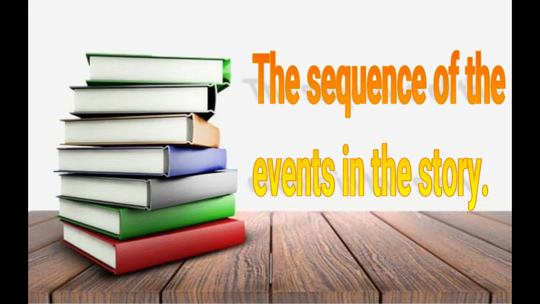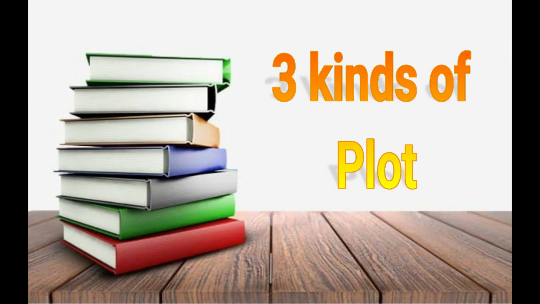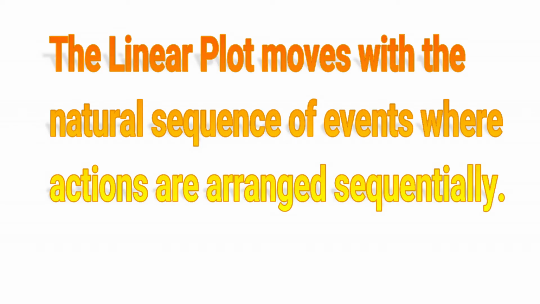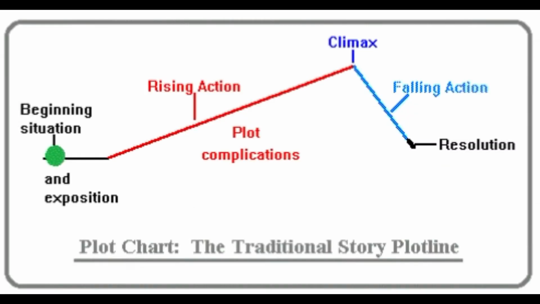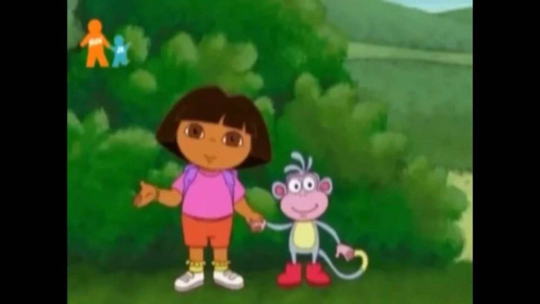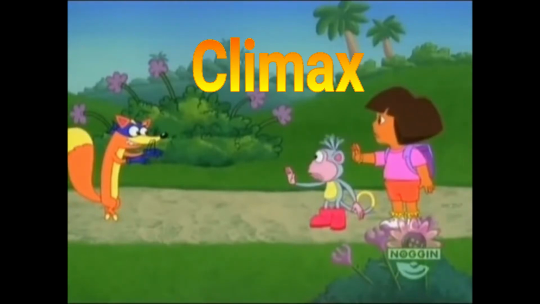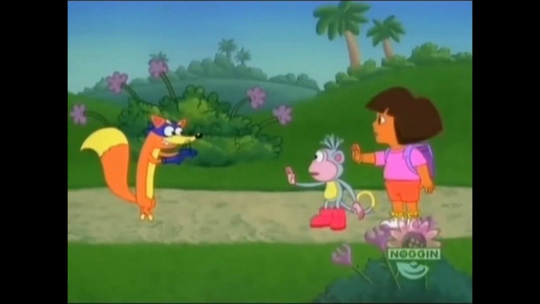The next element is the plot, or the sequence of the events in the story. There are 3 kinds of plot, and these are linear plot, circular plot, and in medias res. The linear plot moves with a natural sequence of events where actions are arranged sequentially. In other terms, this is what we call traditional plot, wherein the story begins with exposition or normal introduction in a story. Next is rising action, or the start of the conflict. Climax, or the highest point or turning point in the story.